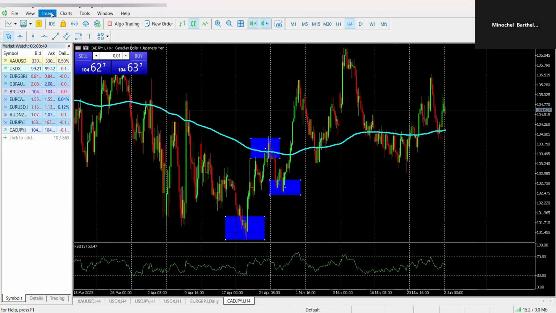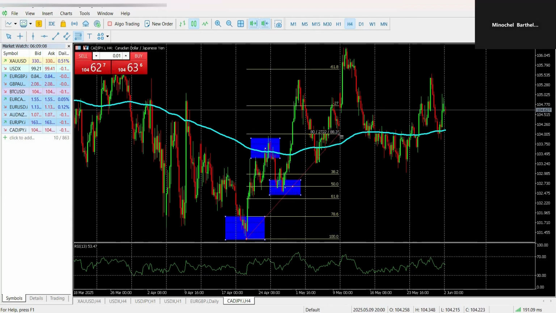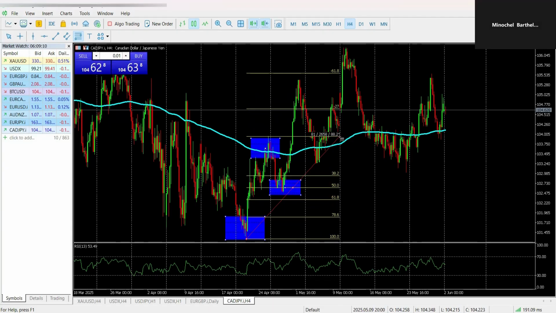All you have to do is go to insert, objects, grab your fib. The minute you realize the market gave you a low, gave you a high, and started retracing, if you're looking for a buy, start your fib right at the very bottom, drag it all the way to the top, just like this.